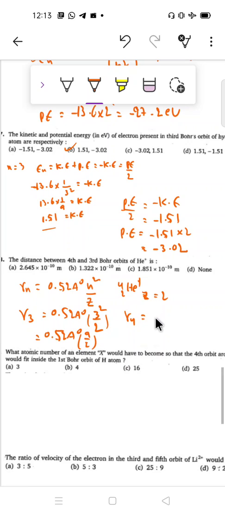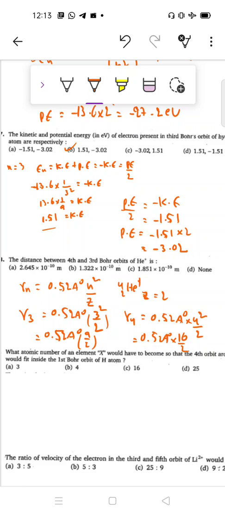R4 is equal to 0.52 angstrom units into here R4, 4 square by 2. Okay, you can get 0.52 angstrom units into 16 by 2.